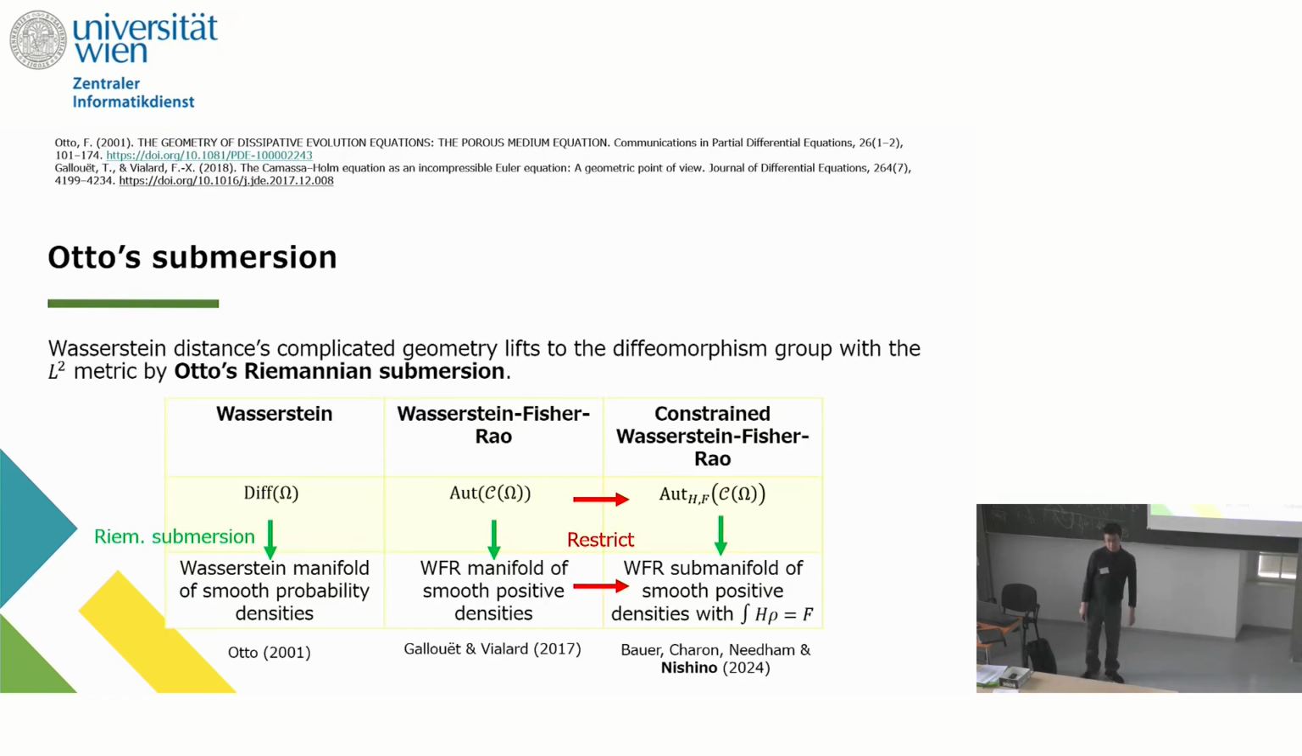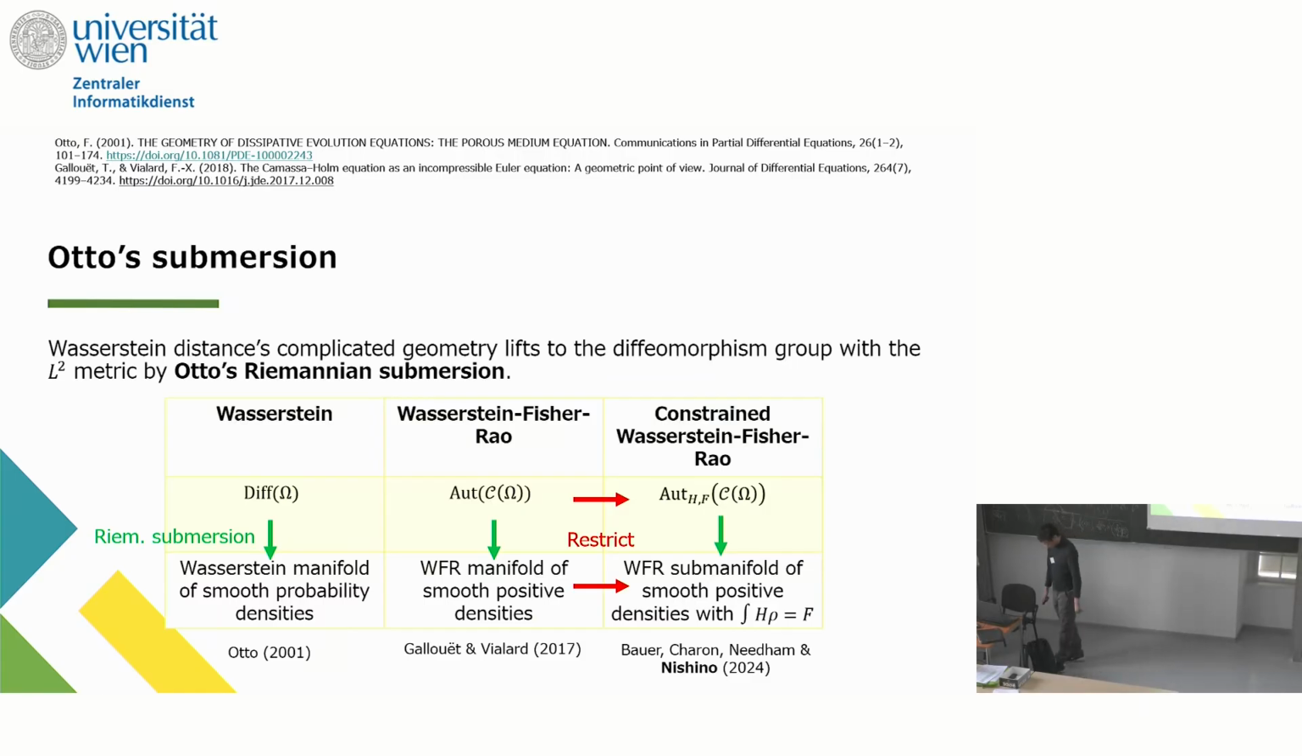Okay, another theoretical part is what's called the Otto Riemannian submersion. This was already discussed by Dr. Klaas Modin last week: the Wasserstein distance, with its complicated geometry, lifts to the diffeomorphism group with the L2 metric by Otto's Riemannian submersion, which is shown in the left column. The result by Gallouët and Vialard in 2017 is that there is something similar for the Wasserstein-Fisher-Rao distance.